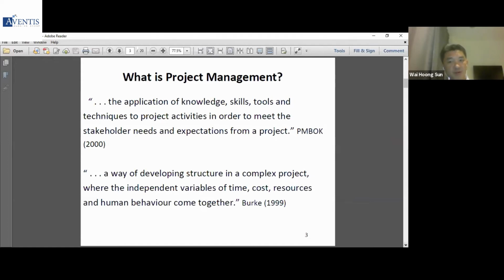Resources is also cost. So when we talk about human resources, that's also cost, and human behavior. A lot of times project managers tend to focus on the techniques of project management, but at the end of the day, project management is also about getting a group of people together to implement the project, to deliver something that is expected from the project, to deliver something beneficial for the project. So you're actually managing a group of people.